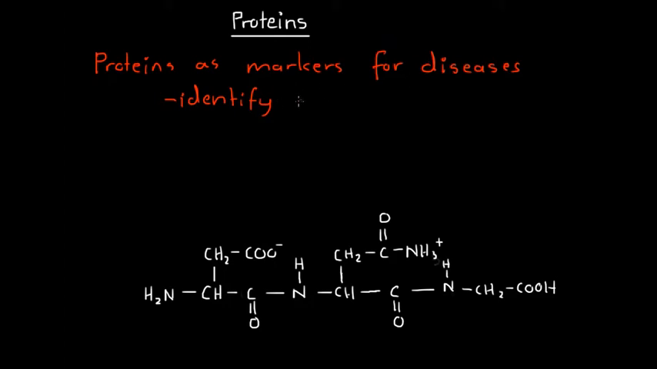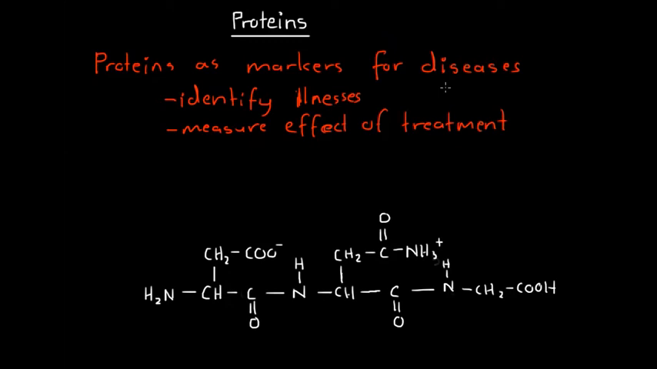So not only can these protein markers be used to identify illnesses, they can also be used to measure the effect of treatment. If these protein levels are reduced, then it means the disease is being fought off by our body. So we can measure the effect of treatment, and we can generally follow and keep track of the progress of a disease within the human body and how our body is fighting it off, using measurements of these protein markers. Now, what we're going to look at is an example.